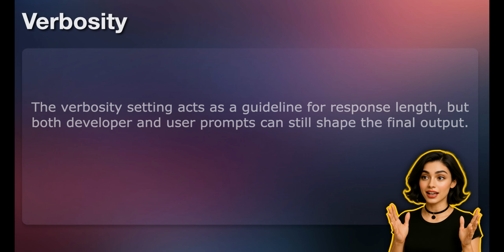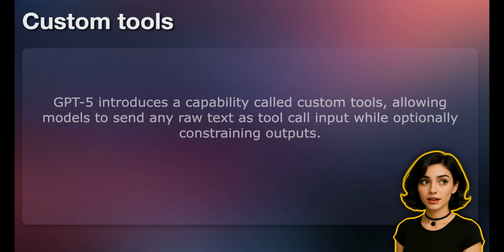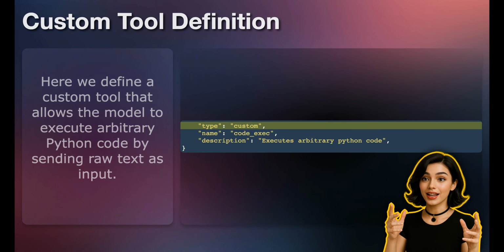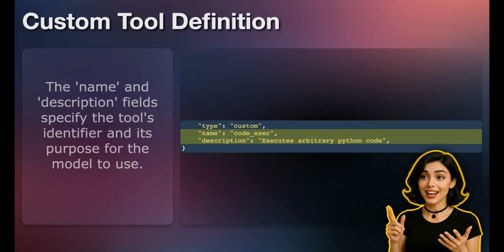final output. GPT-5 introduces a capability called custom tools, allowing models to send any raw text as tool call input while optionally constraining outputs. Here we define a custom tool that allows the model to execute arbitrary Python code by sending raw text as input. The name and description fields specify the tool's identifier and its purpose for the model to use.